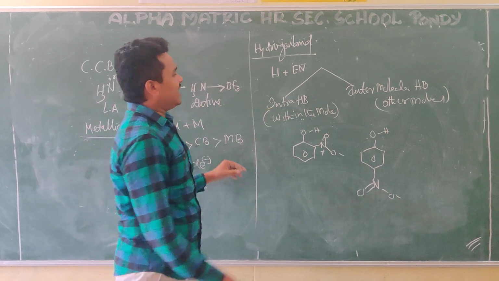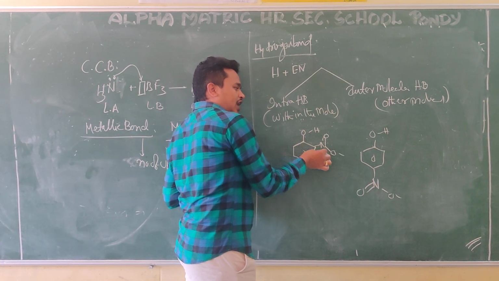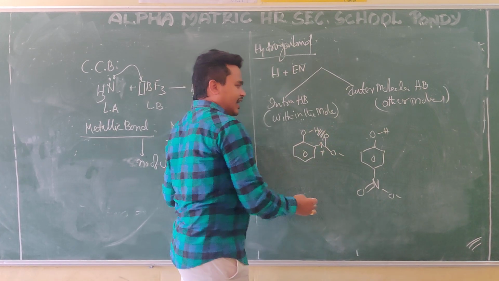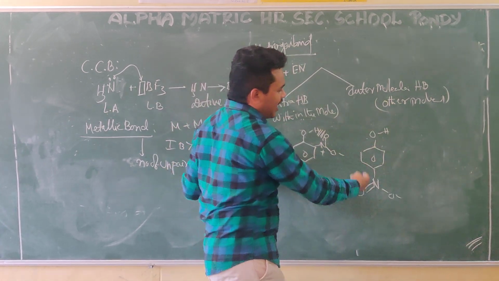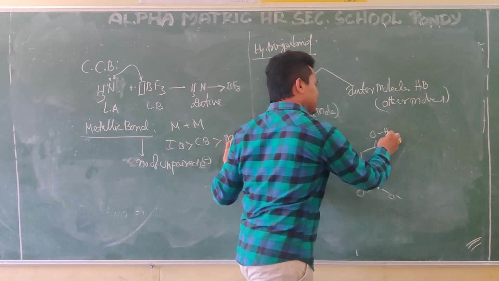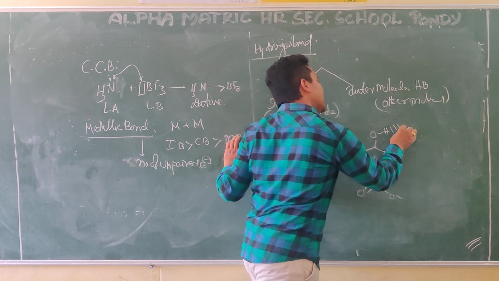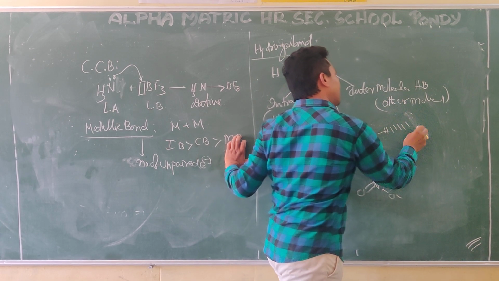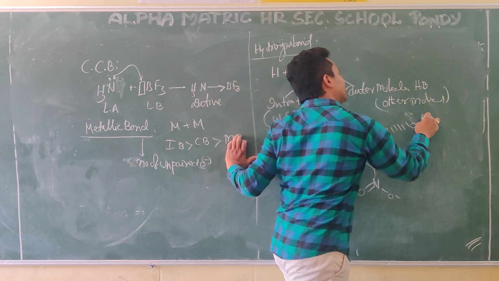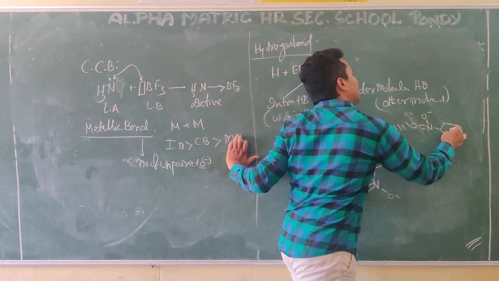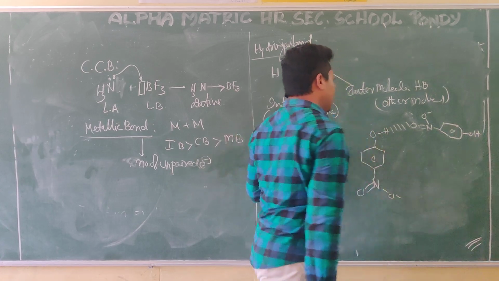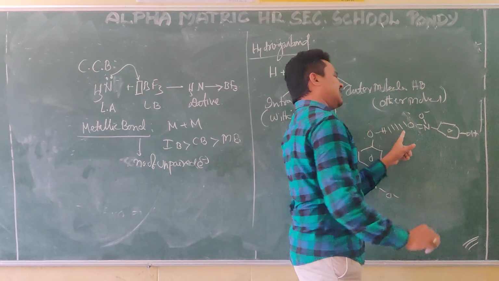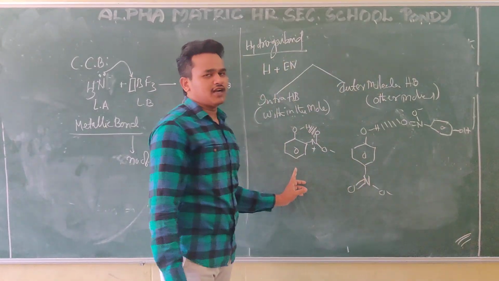Here intra means within the molecule. In orthonitrophenol, this oxygen has a hydrogen bond with hydrogen within the same molecule: intra. In paranitrophenol, this hydrogen is going to make a bond with the oxygen of another molecule. This is one molecule, this is the other molecule. This is the intermolecular hydrogen bond, and the other is intramolecular.